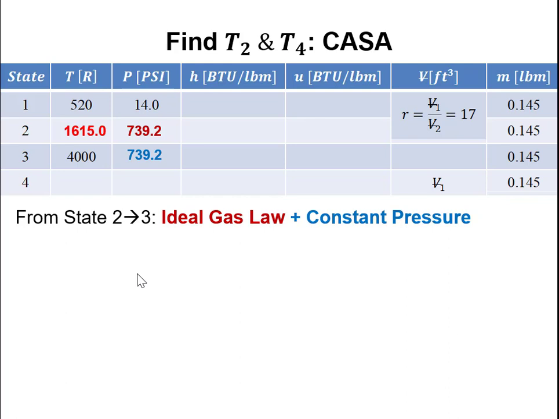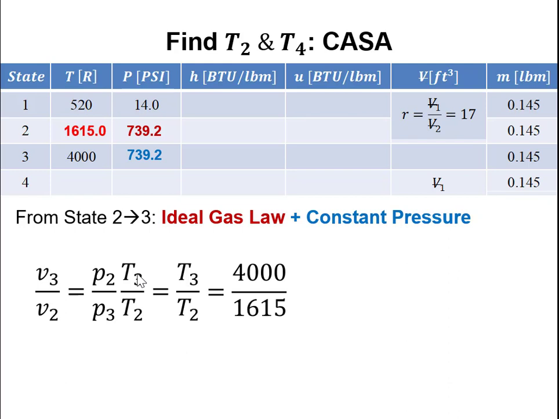I can go from state 2 to state 3 and use the ideal gas law. I know that this is constant pressure, so P3 is equal to P2. So I know that V3 over V2 is going to be equal to T3 over T2. I know T3, and now I know T2, so I know this volume ratio, which is my cutoff ratio. That was part C of the problem.